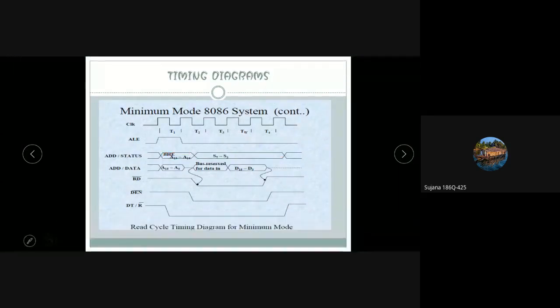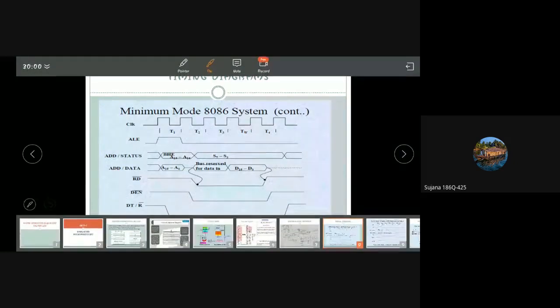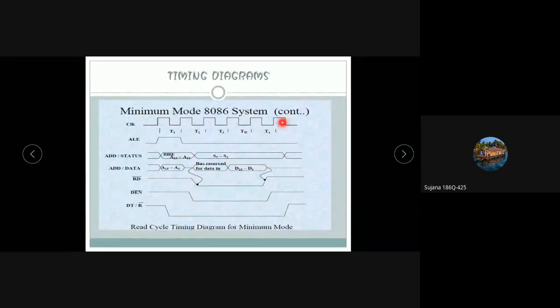So these are the timing diagrams of the read cycle in minimum mode operation. Here you have the clock signal. At time t1, ALE will get activated. So ALE is in the up state. Since it is ALE, not ALE bar, it will be activated at t1. That means it is high at t1, and the rest of the time it is in the low state.